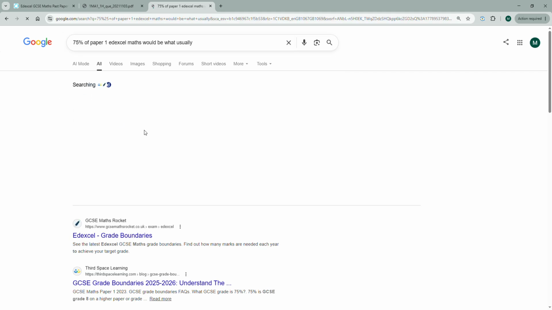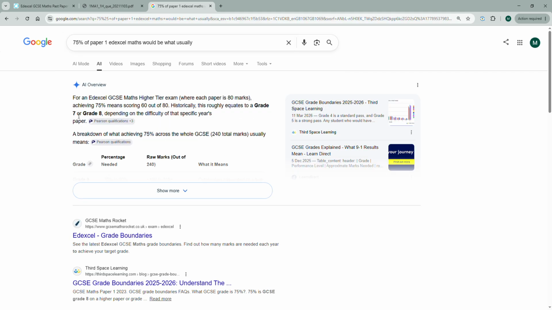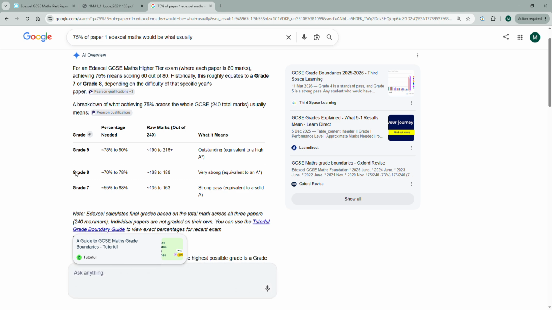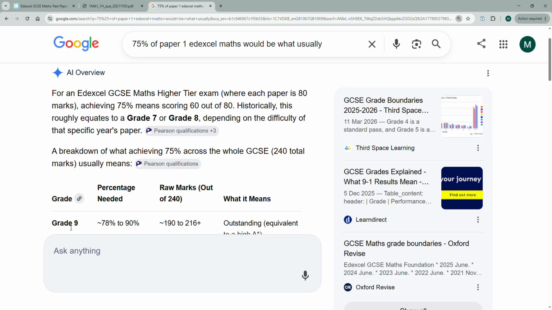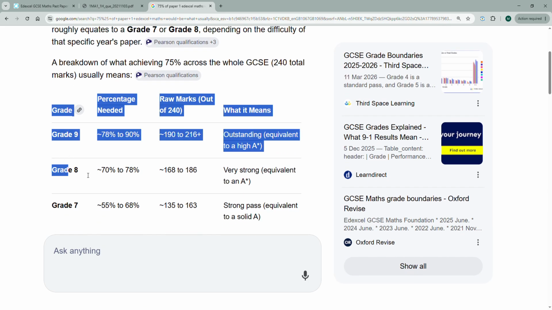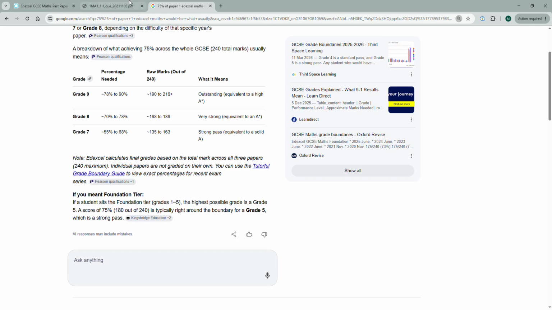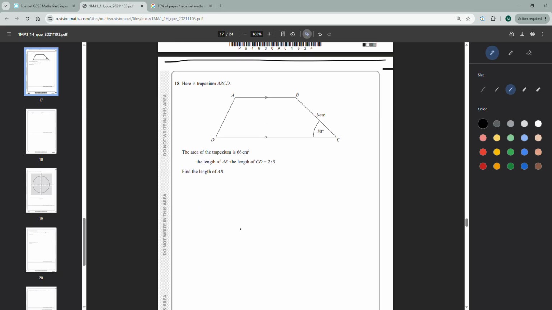75% of paper 1 Edexcel maths would be what usually? Look at my grammar, guys. I want to see what I would usually get. Grade set. Ooh! You know what? I'm going to take that. Okay, grade 7 to 8. Oh my god. I'm looking at that and thinking, that's nice. Grade 8. I don't even need to do that question. Alright, guys. 30 minutes in with a grade 8. Actually, I may be wrong on some of them. I can't be that cocky. I may mark it. If there's some wrong stuff, I'm sorry. I'm going to disown myself.